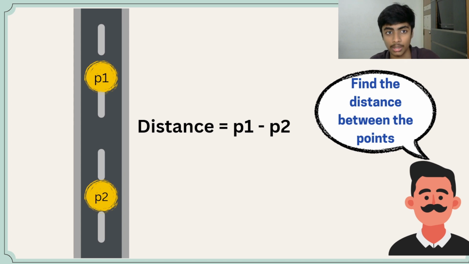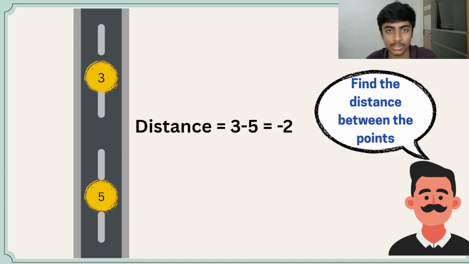But remember, P1 could be greater than P2, in which case P1 minus P2 will work, but P1 could be lesser than P2. Let's assume P1 is 3 kilometers and P2 is 5 kilometers. We get negative 2 kilometers, which wouldn't work. Distance can't be negative. So I need to find a way to find a difference between 2 points while making sure the difference is always positive. And this is where our math.abs method comes in.